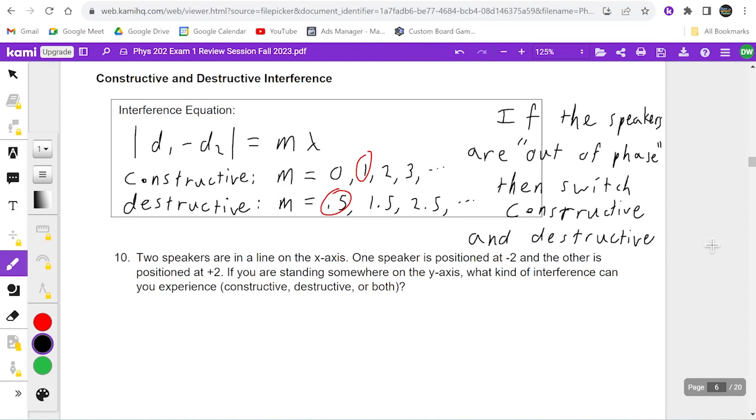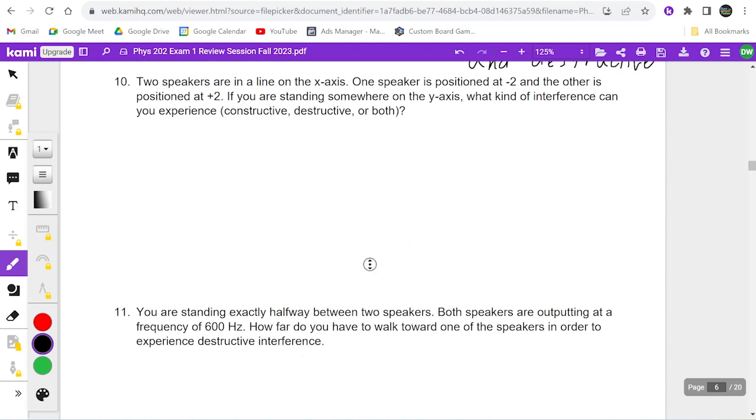And that's going to do it for interference. And now we're just going to do 2 practice problems and then move on. So anyone still writing? Okay, good. Next we have number 10.